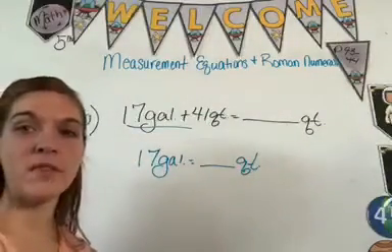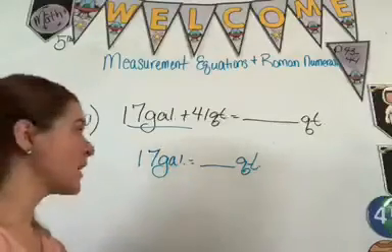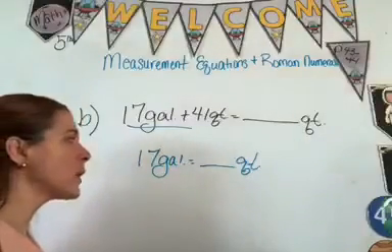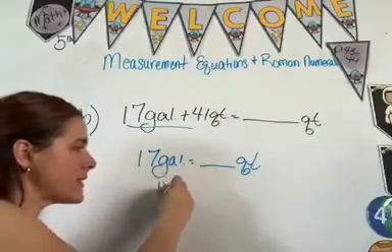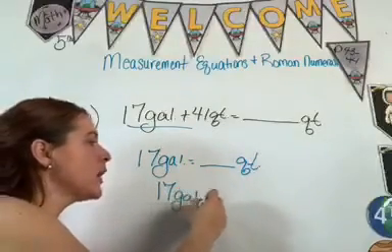Okay, here we go. Stop the video if you need more time, okay? I just want to get you started on that one. There we go. What are we going to do first, Lena? Right, 17 gallons. Put your line.